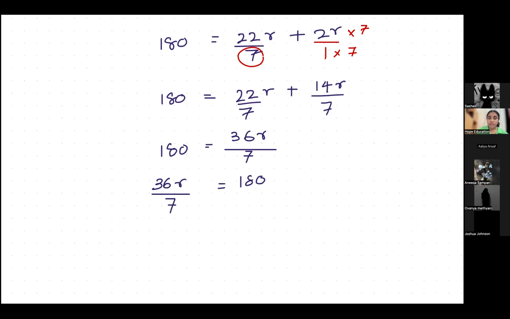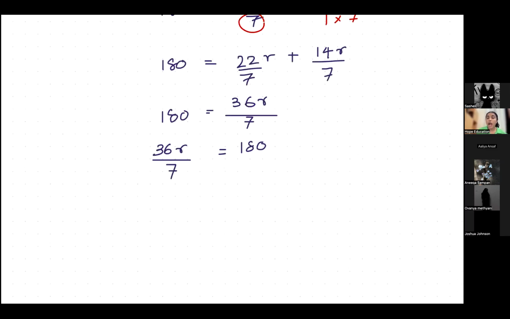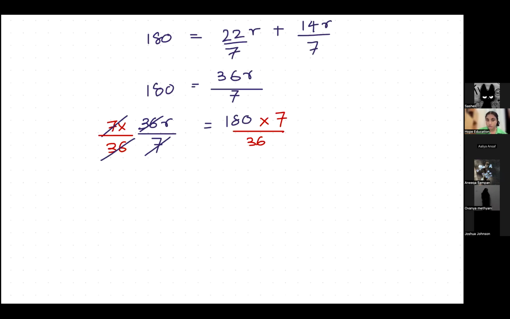Okay. Now, we cannot leave r alone yet, because I want to find the value of r, so I have to isolate r. So what do I do? I multiply both sides by 7. When I multiply both sides by 7, this 7 and this 7 cancel. And also I divide both sides by 36. Then what happens? This 36 and this 36 cancel. So only r is remaining on this side.